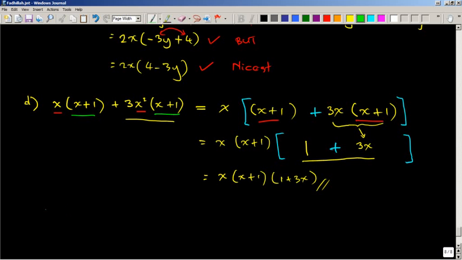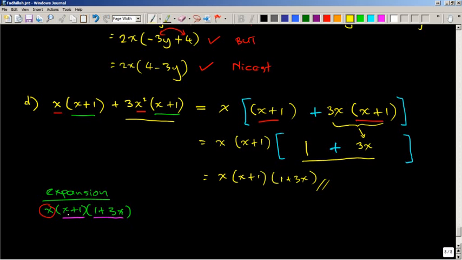I want to do expansion. X plus 1, 1 plus 3x. Okay, separate topic now. If I expand, I want to multiply. I don't want to multiply x first. I don't want to take this one away first for a while. I just want to multiply the one in, apa nama tu, in purple ni. I want to expand that one first.